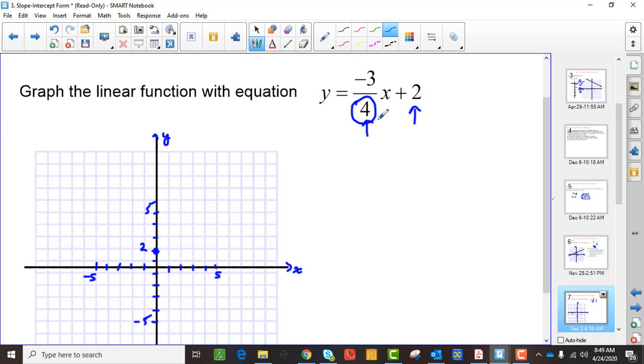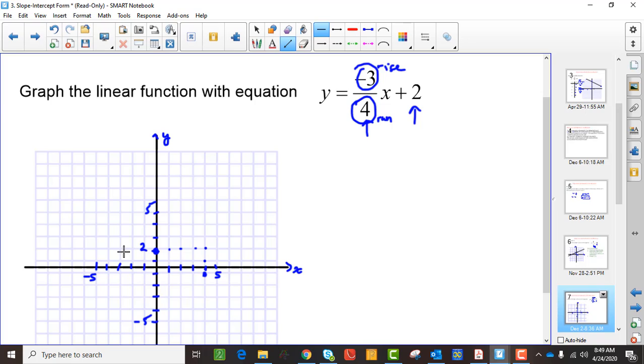So our run is 4. So I'm going to run 4. There's 1, 2, 3, 4. And then this is my rise. My rise is negative, so that means I'm going to go down 3. So I'm going to go down 1, 2, 3. Okay, so there's my next point.